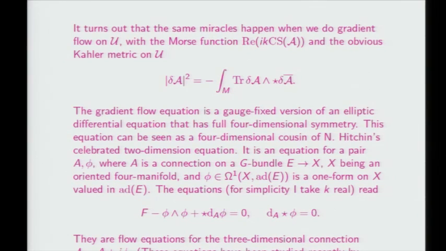It's an equation for a pair A and phi, where A is a connection on a G bundle, but now we're in a compact gauge group, so A is a connection on a bundle with compact structure group, and phi is a one-form with values in the adjoint bundle. If you're familiar with Hitchin's equation, you know he studied complex connections in real terms, and his equation involved a real connection and a real one-form. But in one way of looking at it, you can combine them into a complex connection. There's a version of the same thing here. So our equations, if K is real, are explicitly of this form, and I've written them in a way that has manifest four-dimensional symmetry, but nevertheless, they're flow equations for the three-dimensional connection.